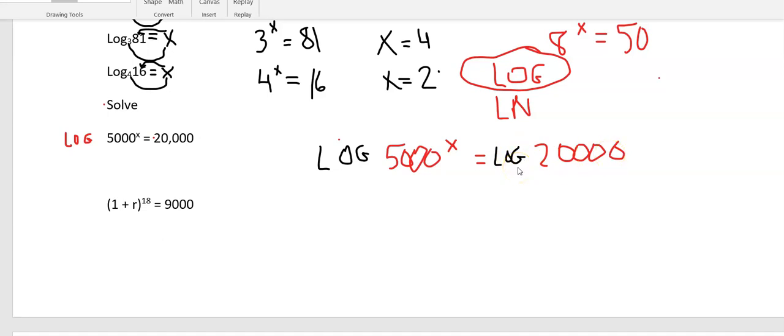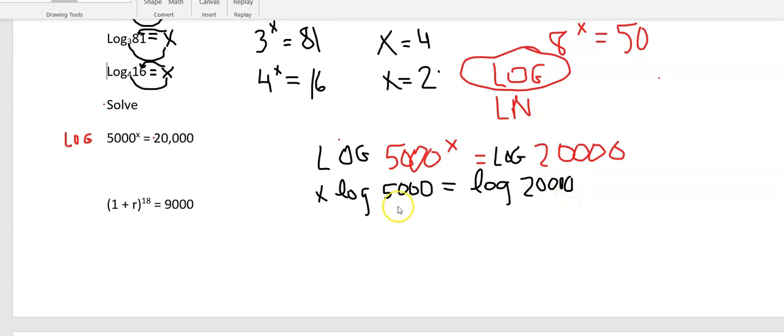Now on the left side, I'm going to use that little principle that we were just talking about, where we take the x, or the exponent, and pull it out to the front of the logarithm. So I'll get x log 5,000. And the exponent is no longer there. It's now in front of the logarithm. And then over here, I still have log of 20,000. Now that I've got the exponent out of there, I can just use my calculator to find these two logarithms.